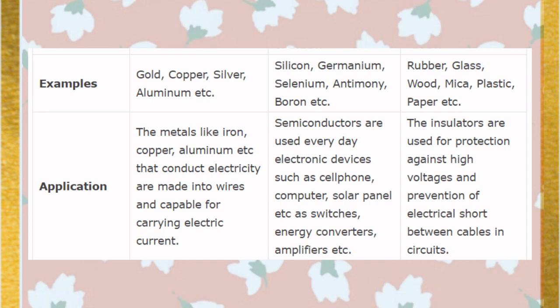Application: the metals like iron, copper, aluminum, etc. that conduct electricity are made into wires capable of carrying electric current. Semiconductors are used in everyday electronic devices such as cell phones, computers, solar panels, etc., as switches, energy converters, amplifiers, etc. The insulators are used for protection against high voltages and prevention of electrical short between cables in circuits.